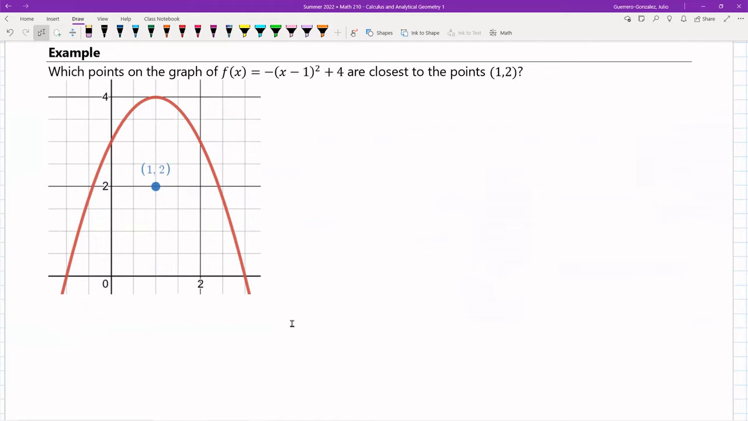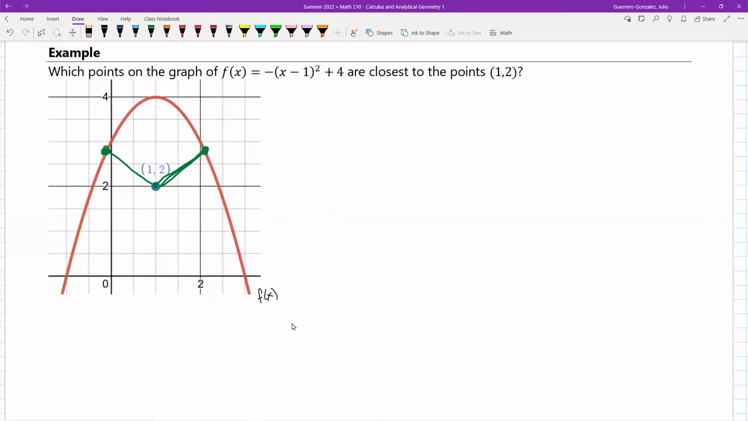So I give you guys a graph for it. This thing right here is my f of x, and that's my point 1, 2. We want to find the points that are closest to it. So if we just eyeball it for now, it looks like maybe about right there, about right there. It looks like those two are the closest. If we start going any farther away from here, that distance is going to get bigger. So it looks like it'd be right there.